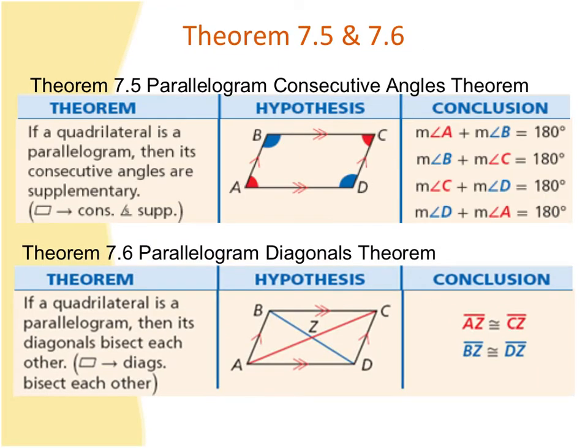Our next two theorems, the first one talks about the consecutive angles theorem. So this is stating that if a quadrilateral is a parallelogram, then its consecutive angles are supplements. So again, if you talk about consecutive integers, those are numbers in order. Same idea here, if you pick angles in order. So for example, if you start at A, and then the next angle you could come to would be B. If you add these two together, they're going to add up to be 180.